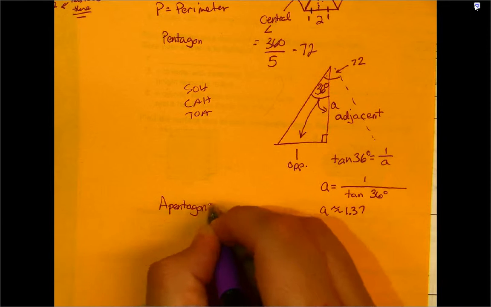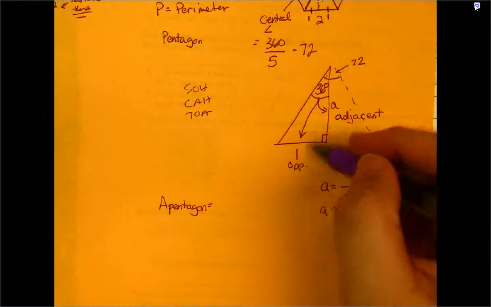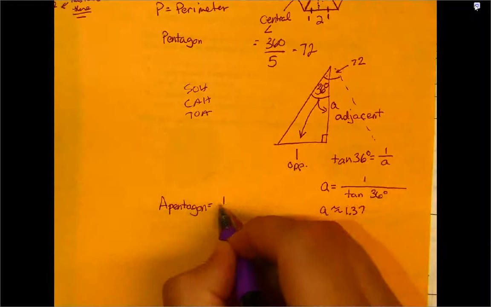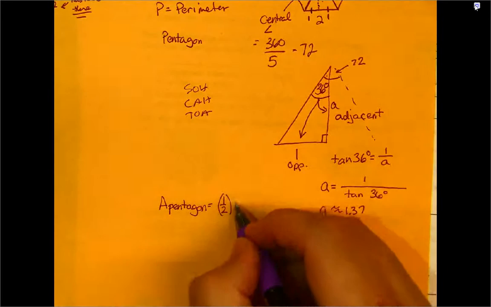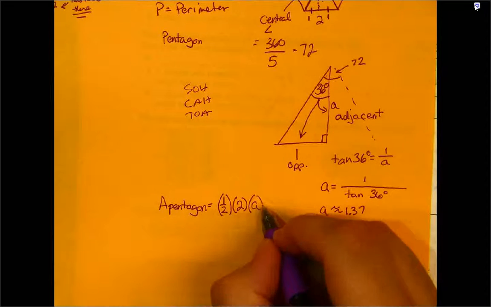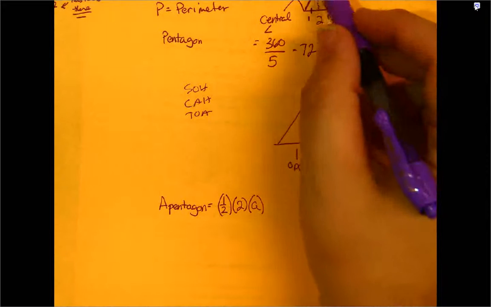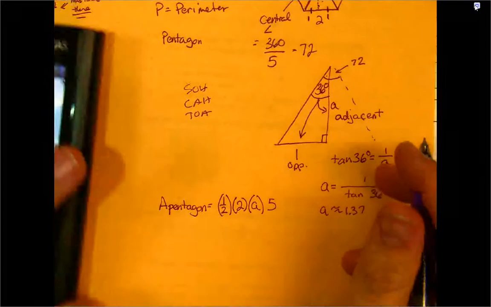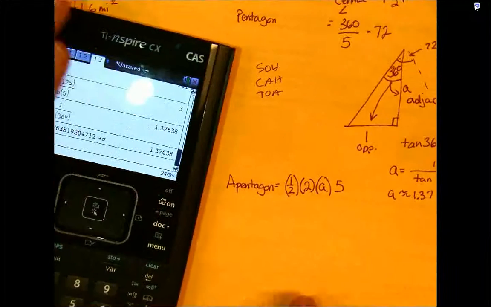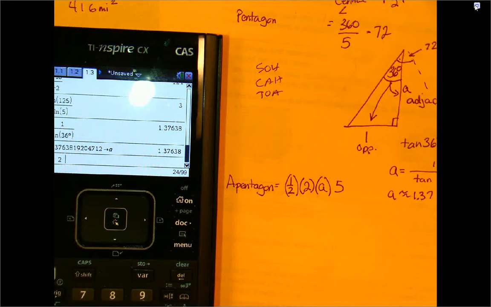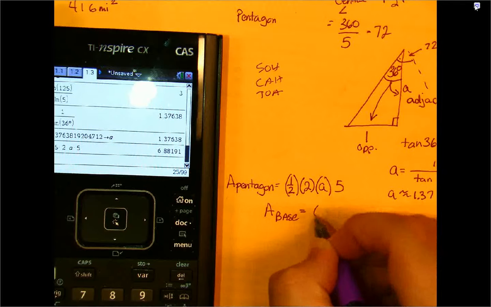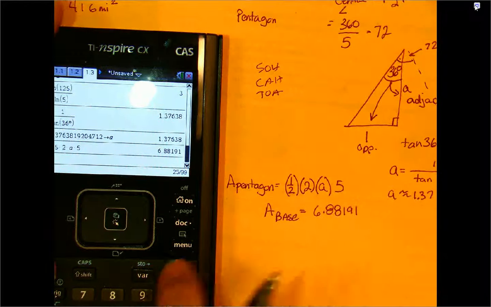Alright, so now I have these. For this triangle, it'll be 1/2 the base, which is 2, times the apothem, and that's in my calculator, so it's A. And how many of those triangles are there? There's 5. Alright, I'm going to store that into B.